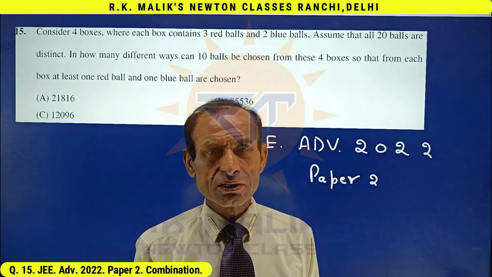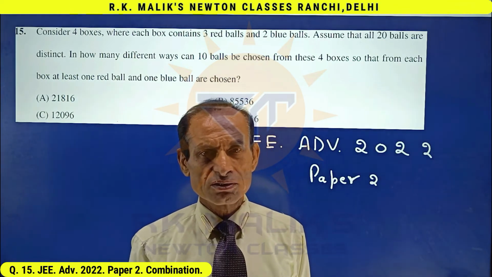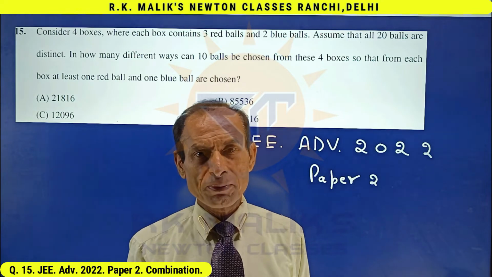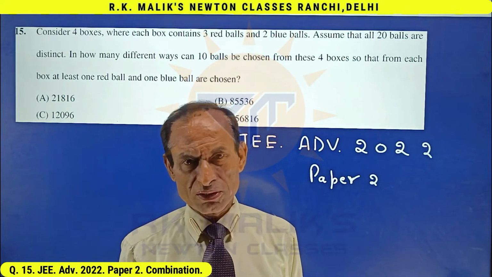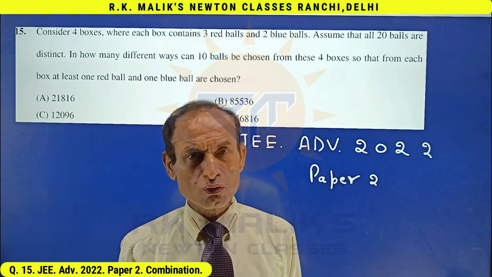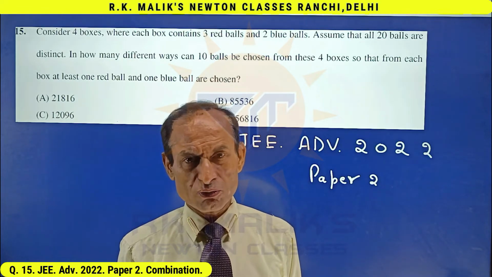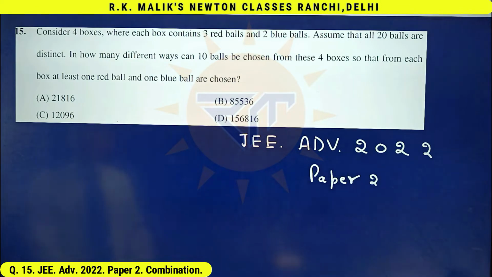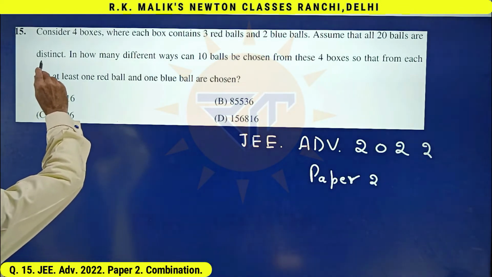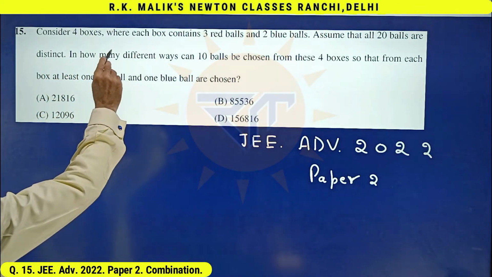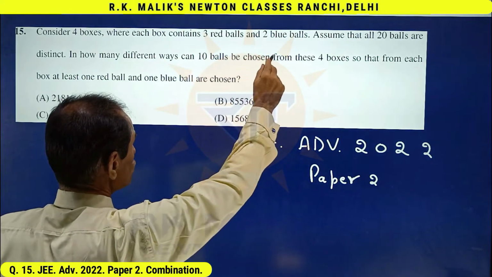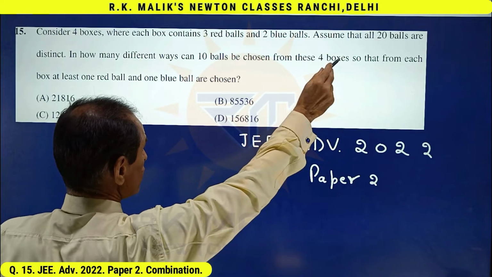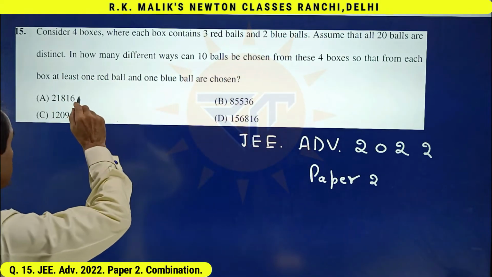According to me, this question of JEE Advanced 2022 Paper 2, this question of probability, is an ambiguous question because there are two interpretations of this question. See, in this question it is given that consider 4 boxes where each box contains 3 red balls and 2 blue balls. Assume that all the 20 balls are distinct.